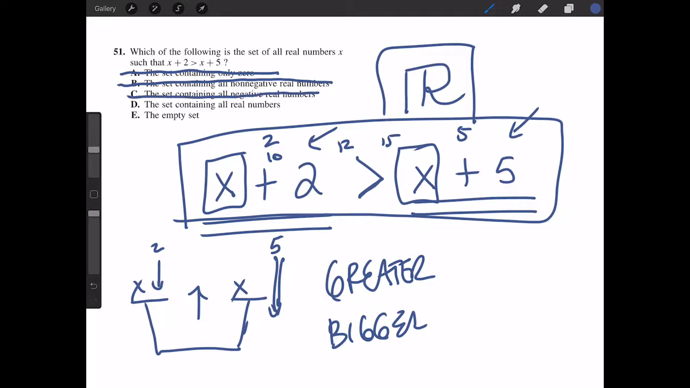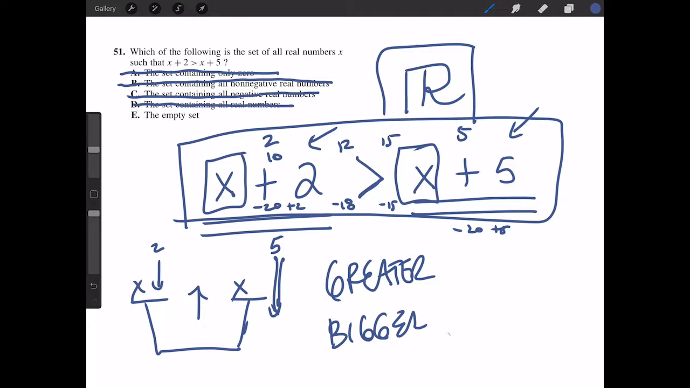Then with C, the set containing all negative real numbers, well, say negative 20. Negative 20 plus 2 is negative 18. So you're thinking, hey, maybe this will work. But look what happens here. Negative 20 plus 5 is negative 15. And negative 18 is not greater than negative 15. Be careful. So C doesn't work.